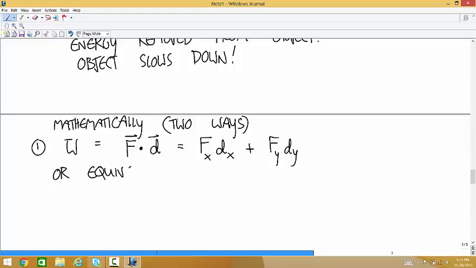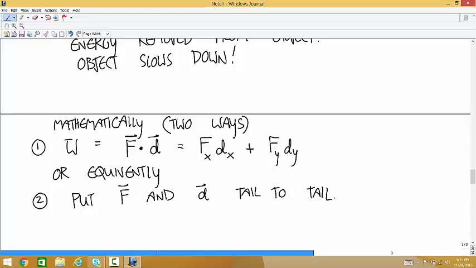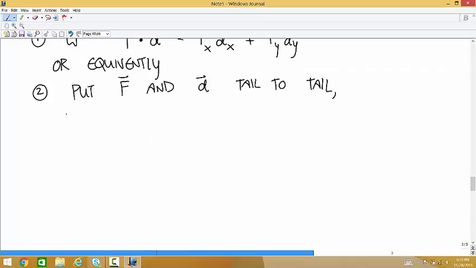Or equivalently, if you put the two vectors tail to tail, the work is equal to the magnitude of the force, just the total length of that force vector, times the total length of the displacement vector, times the cosine of the angle between them.